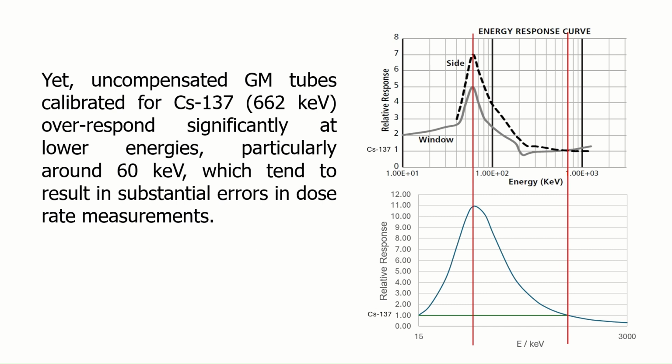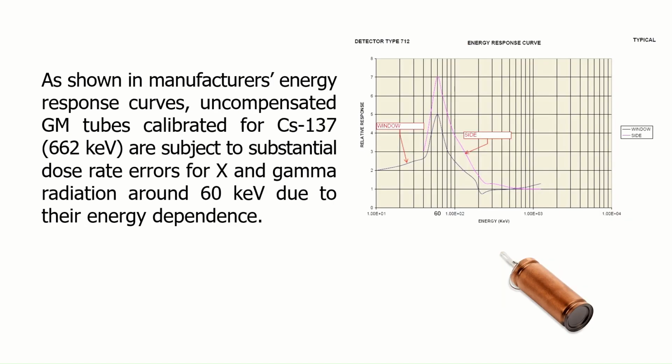Yet, uncompensated GM tubes calibrated for cesium-137, 662 keV, overrespond significantly at lower energies, particularly around 60 keV, which tends to result in substantial errors in dose rate measurements. As shown in manufacturers' energy response curves, uncompensated GM tubes calibrated for cesium-137, 662 keV, are subject to substantial dose rate errors for X and gamma radiation around 60 keV due to their energy dependence.